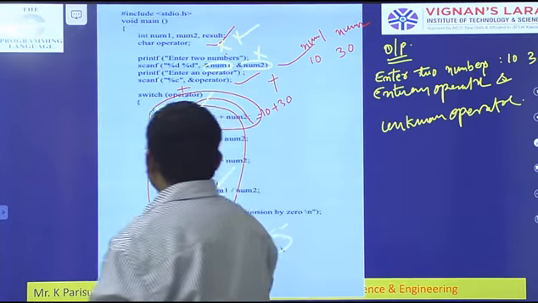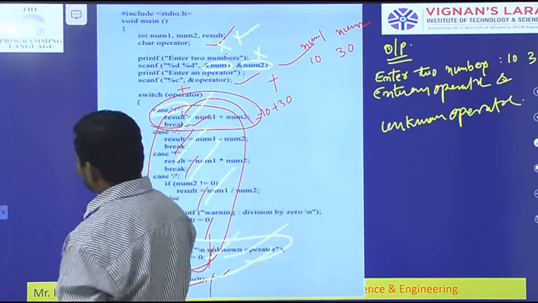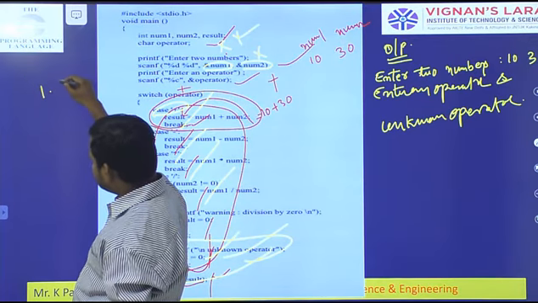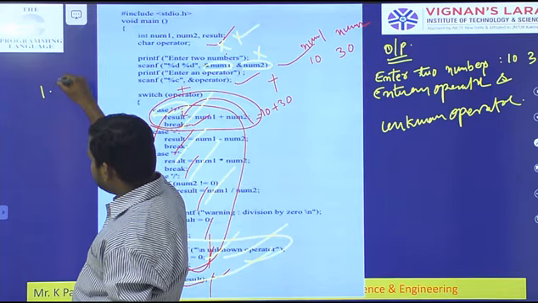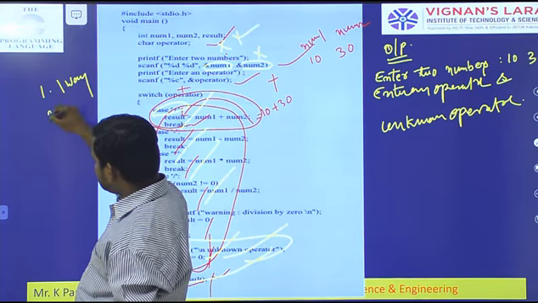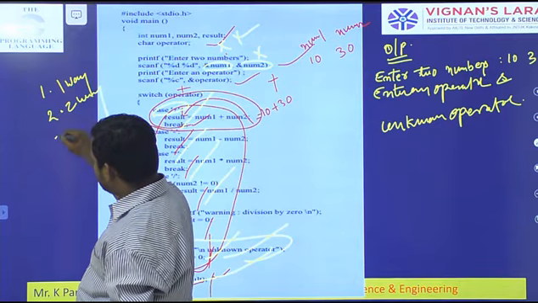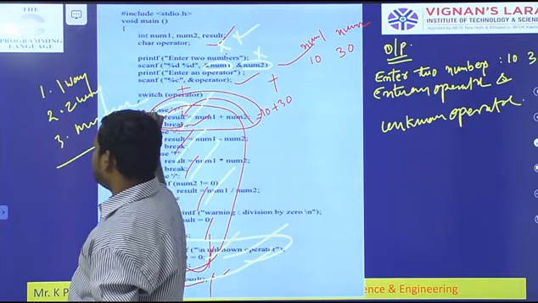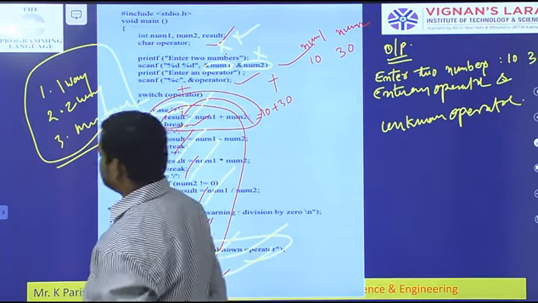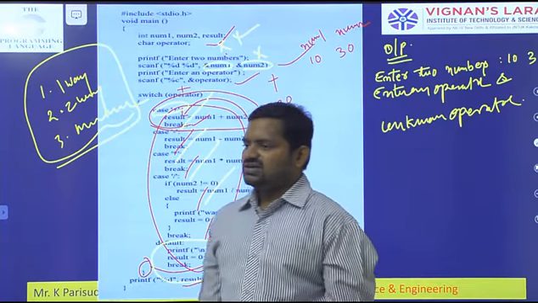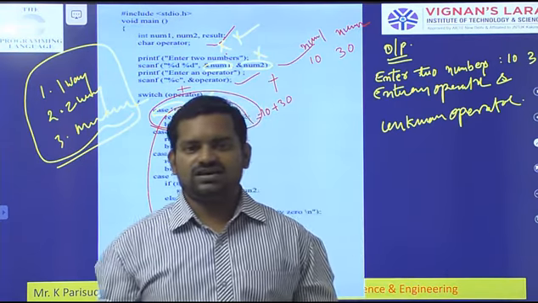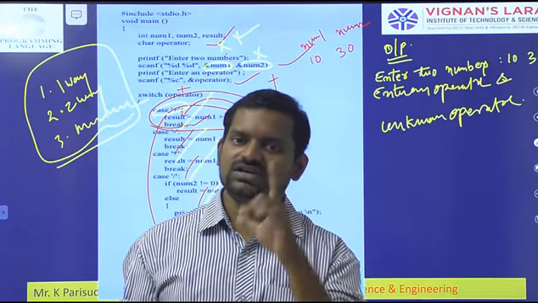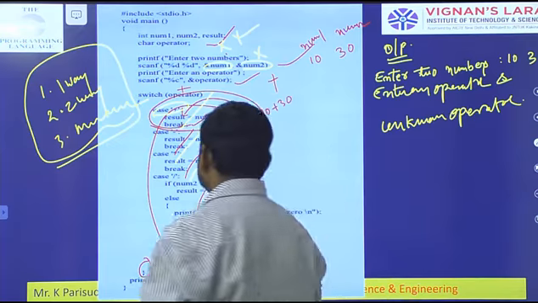Many operators are there, many control statements are there. The first control statement is the one-way selection statement. Second, two-way. Third, the multi-way control statement. Depending upon the condition, these only check a single condition.